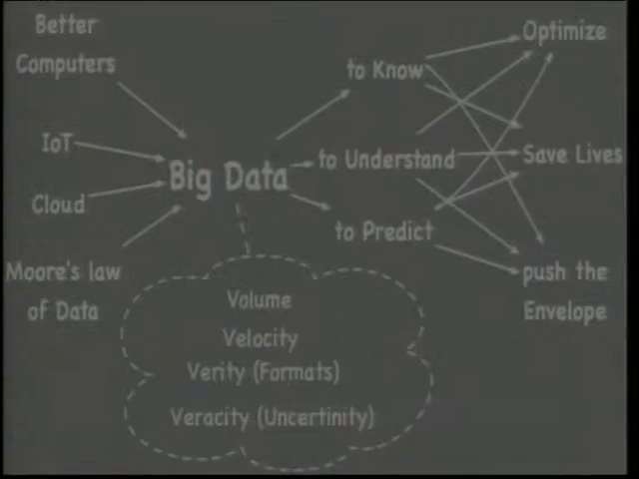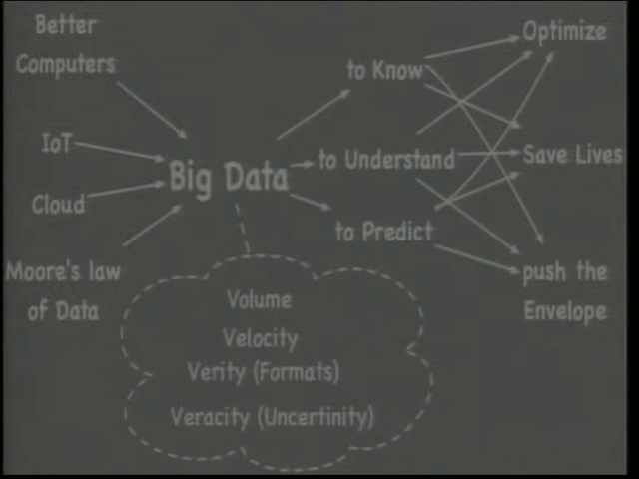Okay, so this is the very high level outline. Big data is driven by better computers. There are a lot of computers, a lot of bigger systems, which means more data. It's driven by the Internet of Things, and by the cloud, because again there's a lot of computing power around. It's also driven by what's called Moore's law of data, which means the data roughly doubles once every 2 years. Okay.